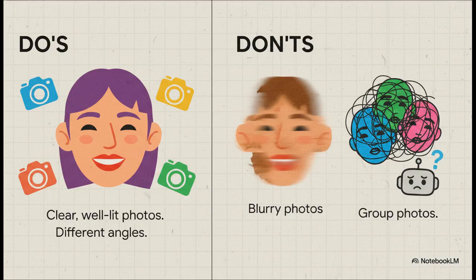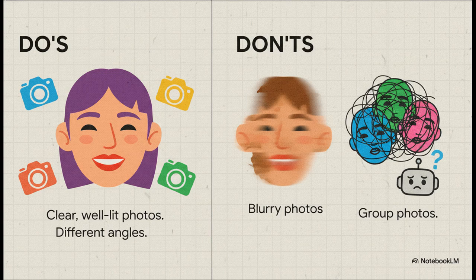But to get this right, there are some pretty strict do's and don'ts you absolutely have to follow during the training phase. You must use clear, well-lit photos. You also need to include different angles and a wide variety of expressions so the AI learns exactly how your face moves. It needs a robust, diverse data set to work well.